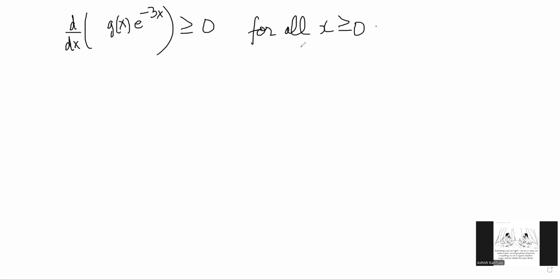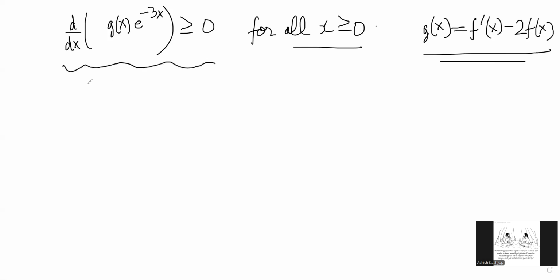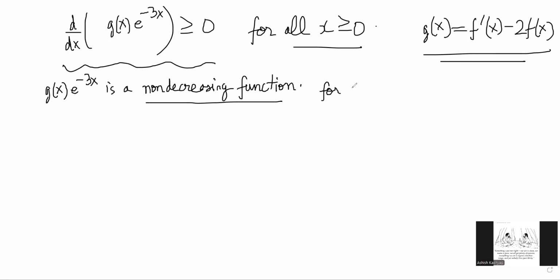So far what we have seen is d by dx of g x into e power minus 3x is greater than or equal to 0 for all x greater than or equal to 0. And here g x was f dash x minus 2 f of x. So from this statement, we can say that g x into e power minus 3x is a non-decreasing function. So either it is going to increase or it is going to remain constant for all x greater than or equal to 0.